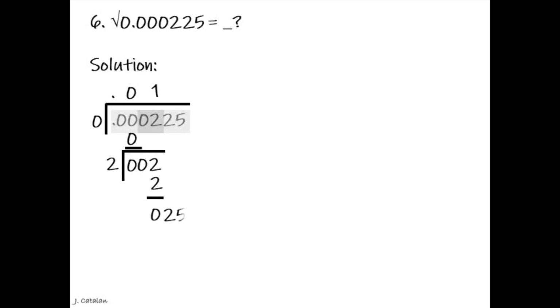Bring down 25. Find a divisor that can divide 25. Finding out that 5 can divide 25, the quotient is equal to 5. 5 multiplied by 5, the product is equal to 25. 25 subtracted by 25, the difference is equal to 0. The square root of 0.000225 is equal to 0.015.